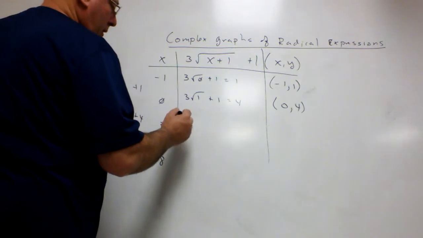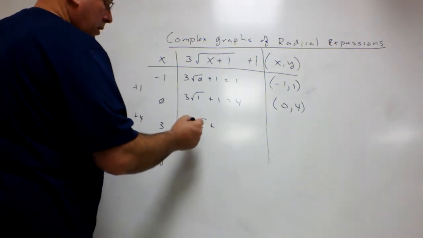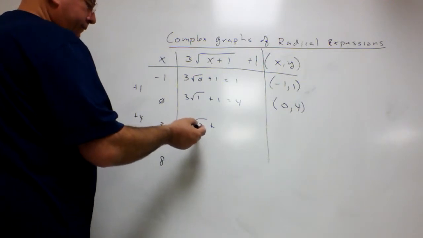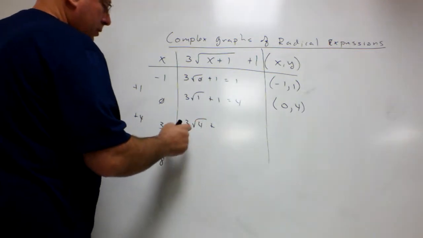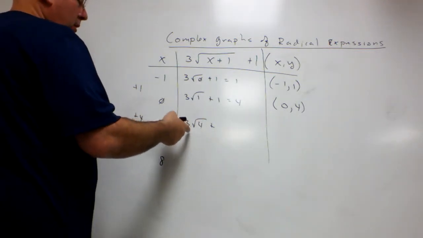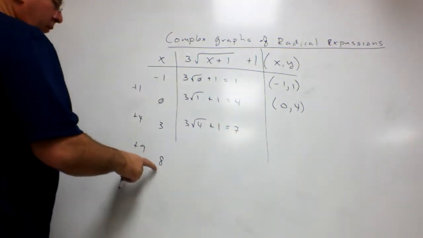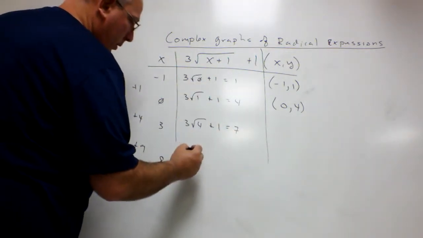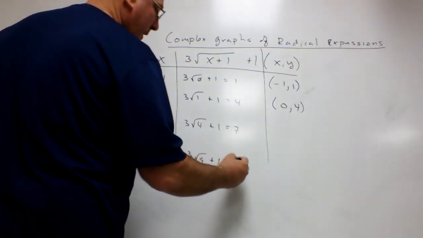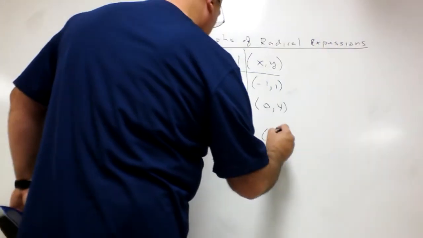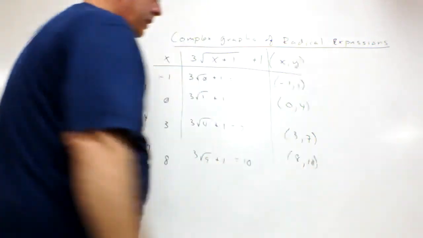If we put in 3, that will give us the square root of 4. So it'd be 3 times the square root of 4, which is 2. It'd be 6 plus 1 is 7. And if we put in 8, we get 9. So we get 3 times the square root of 9 plus 1, which would be 3 times 3 is 9 plus 1 is 10. So we get 3 and 7, and 8 and 10, like that.